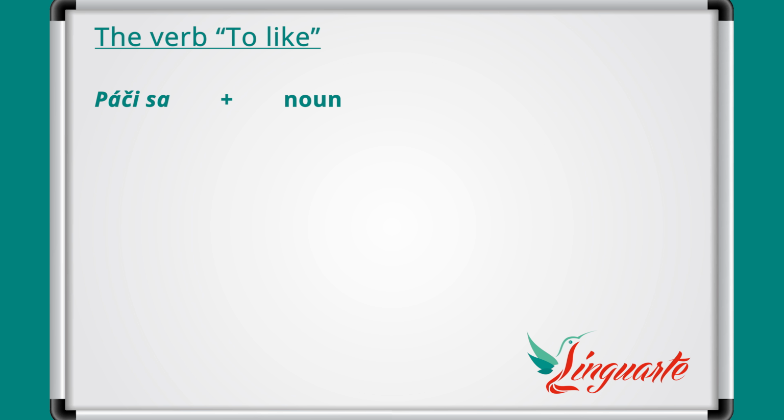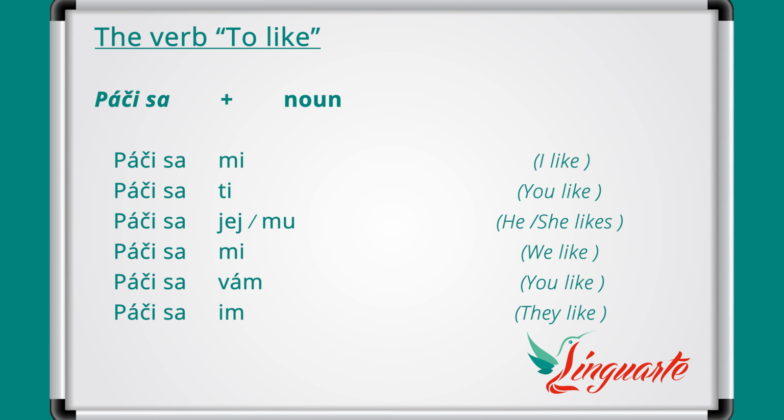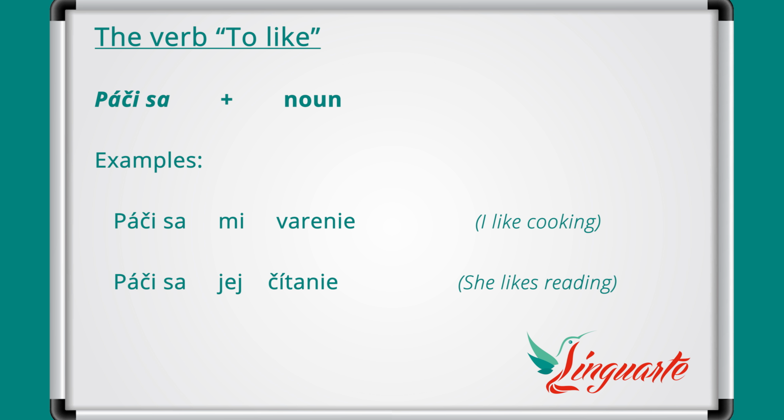The forms are páči sa mi, I like, páči sa ti, you like, páči sa jej, she likes, páči sa mu, he likes, páči sa nám, we like, páči sa vám, you like, páči sa im, they like. For example, we can say páči sa mi varenie, I like cooking. Páči sa jej čítanie, she likes reading.